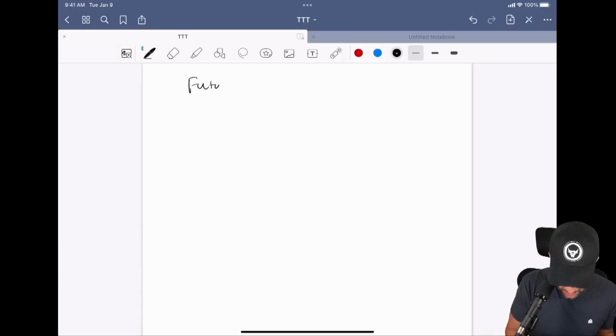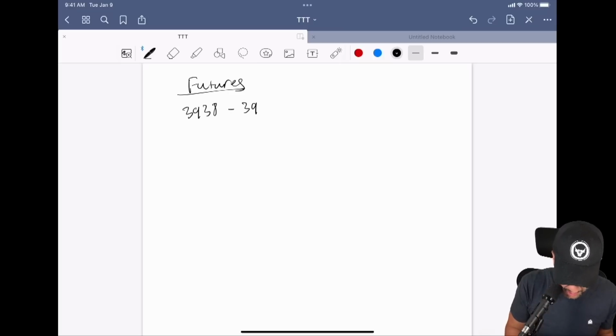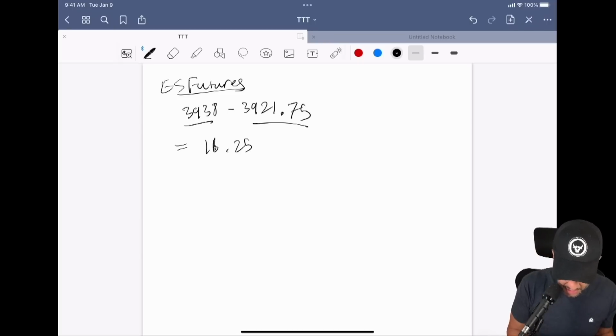So on the future side, here we have 39.38 minus 39.2175, right? This was my entry. This was my exit. So I made 16.25 points. Now with futures, when you go back and watch that video, you'll see with the ES futures, these are the S&P 500 mini futures. Each point, you multiply it by 50, and that's how you get the dollar amount. So in this case, 16.25 times 50 is 812.50.